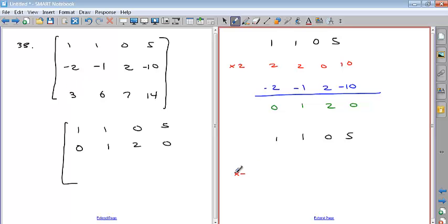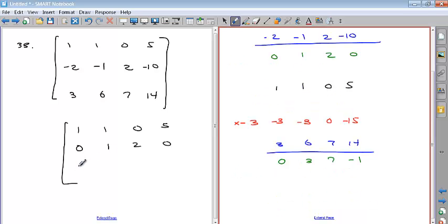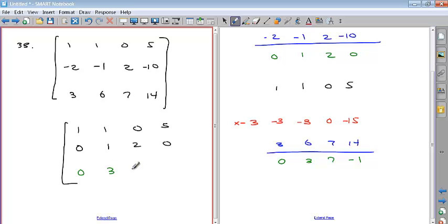So we're going to multiply each one of these by -3, so you get -3, -3, 0, -15. Then we copy down the original third row, which is 3, 6, 7, 14. Add those together. -3 plus 3 is 0, which is what we're looking for. -3 plus 6 is 3. 0 plus 7 is 7. -15 plus 14 is -1. So that's what goes here. You get 0, 3, 7, negative 1.